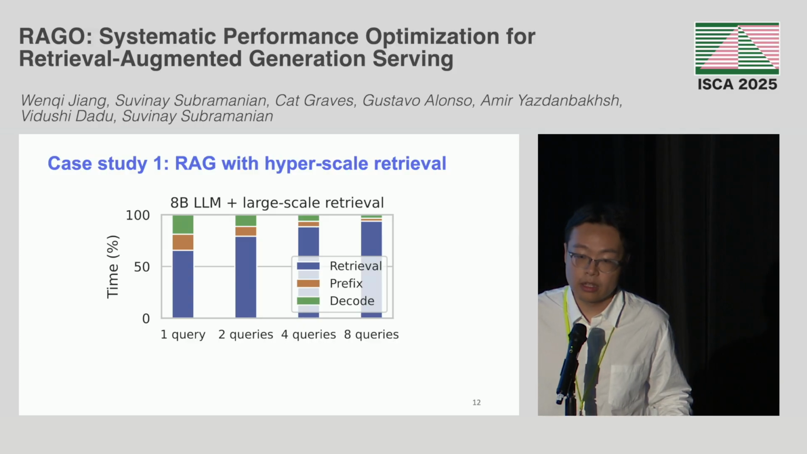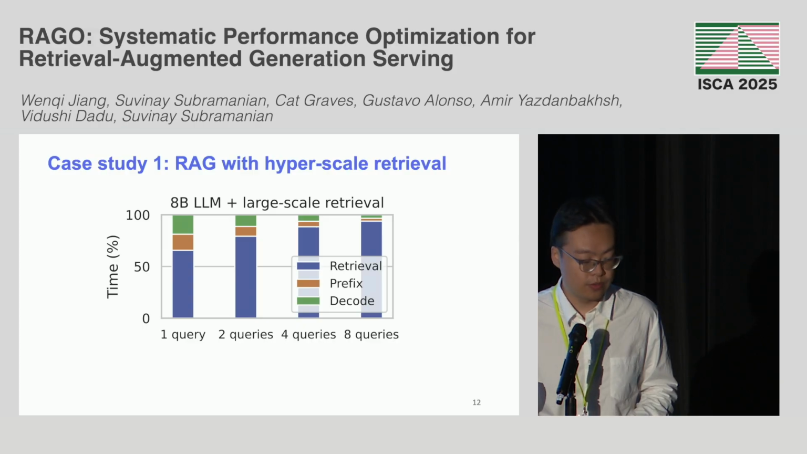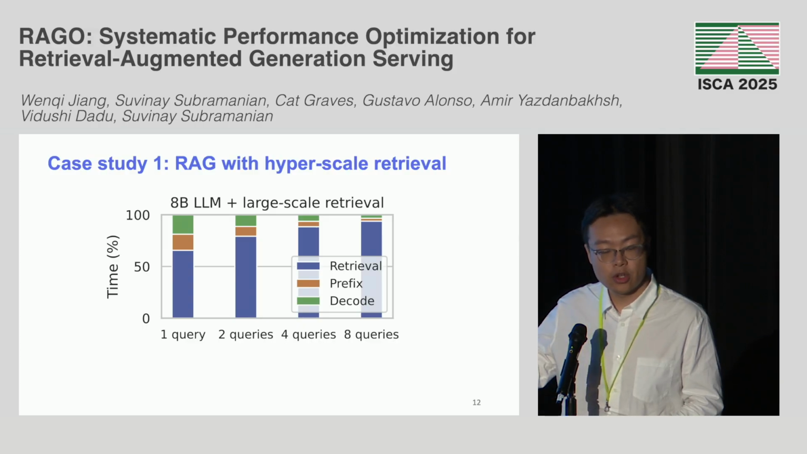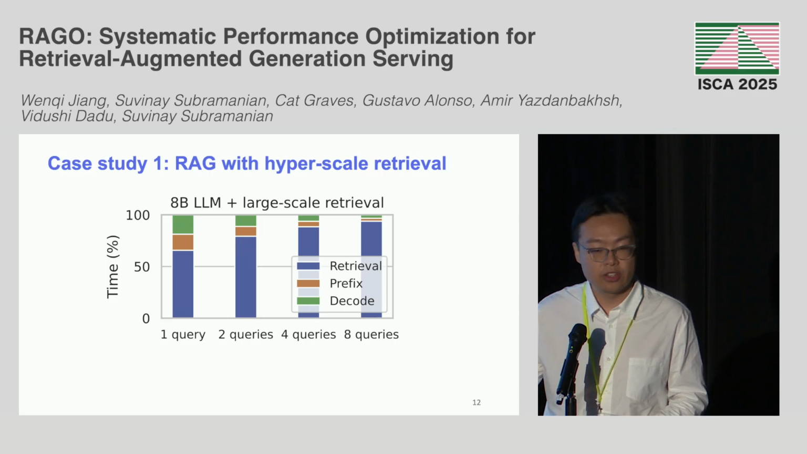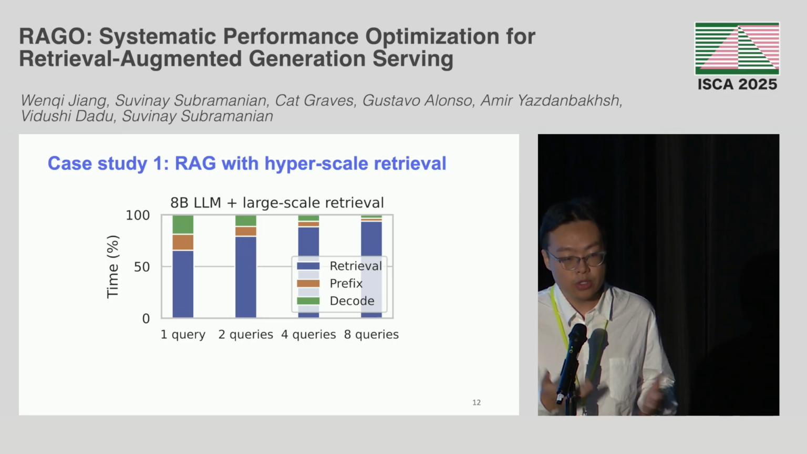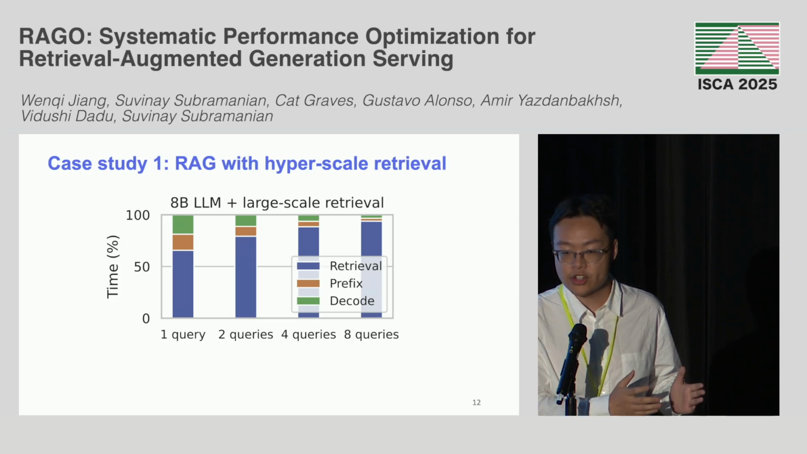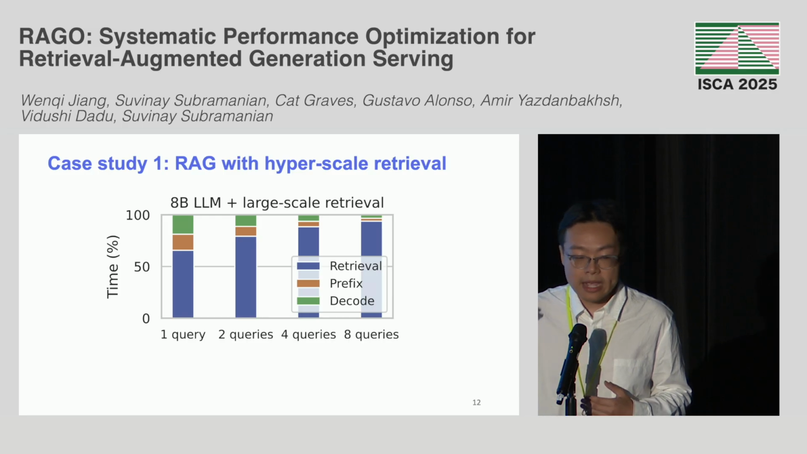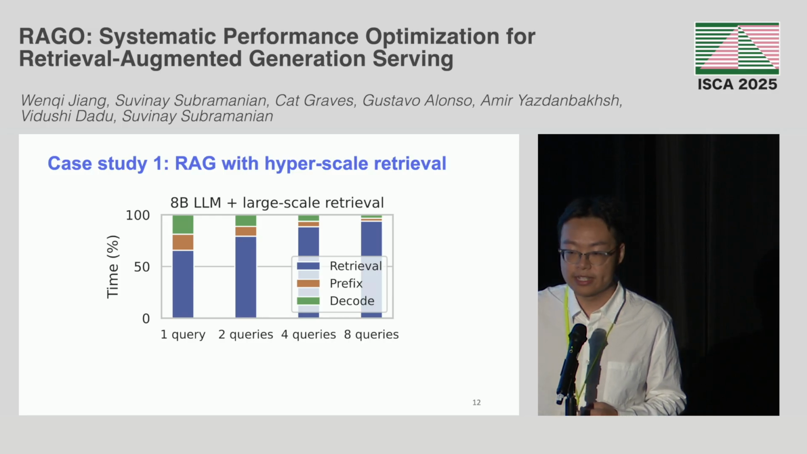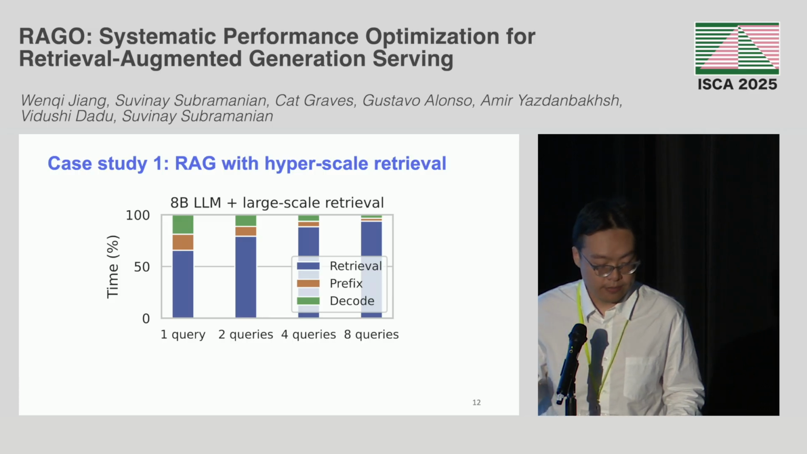So now let's take a look at the workload characteristic of this example. In this plot, the x-axis shows the different number of queries at the beginning of the generation process. There can be multiple queries at the beginning because the user question can be complex or vague, so we may need to break it down into multiple queries at the beginning.